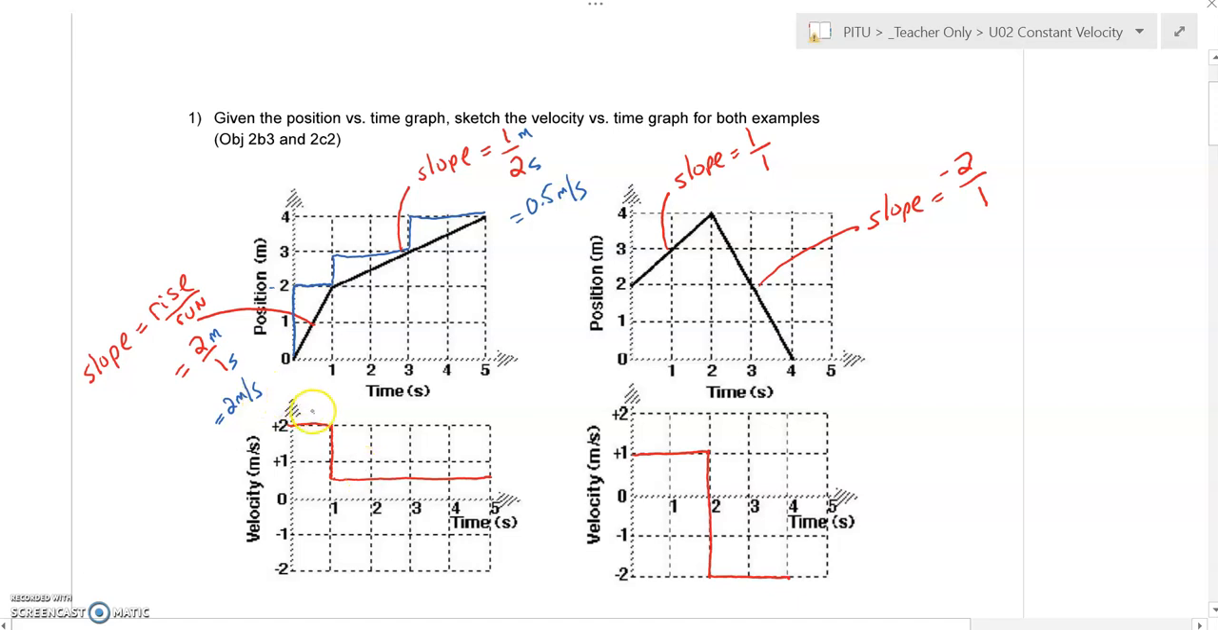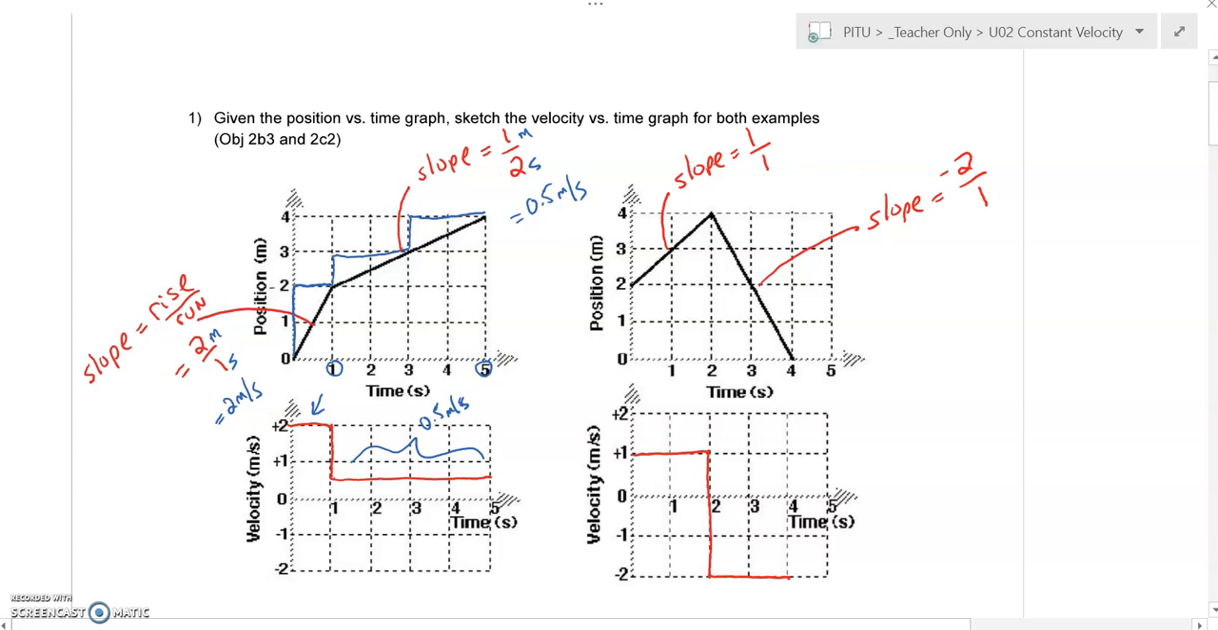So here's our 2 meters per second for 1 second, and here is our positive 0.5 meters per second. That's how we got that. Now I realize I just misspoke and said it lasted for 2 seconds. Of course it lasts for 4 seconds because it starts at time 1 and goes to time 5. So for 4 seconds. My apologies.